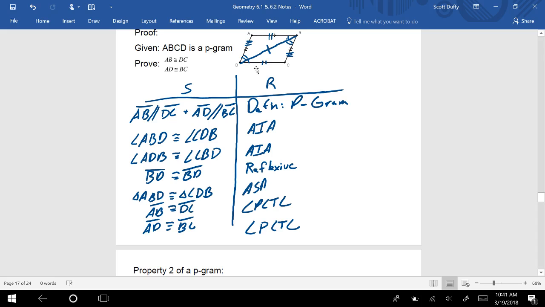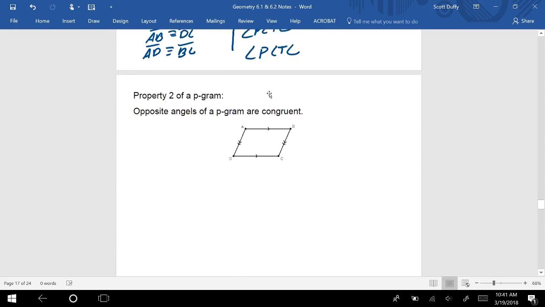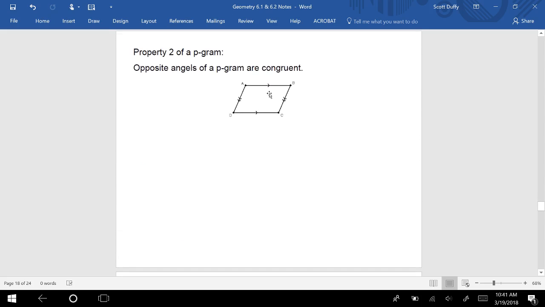And that's how we prove that opposite sides of a parallelogram are congruent. Stop right there, write down this whole proof. Moving on, second property of a parallelogram is that opposite angles are congruent.